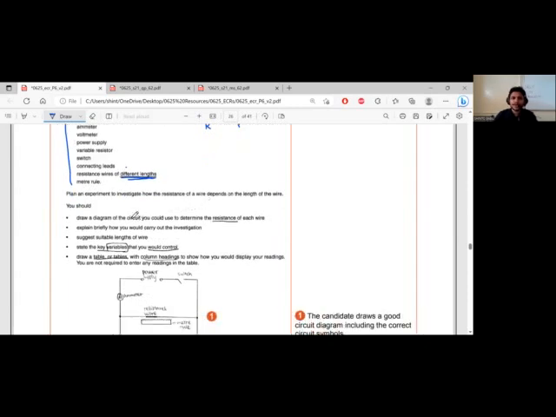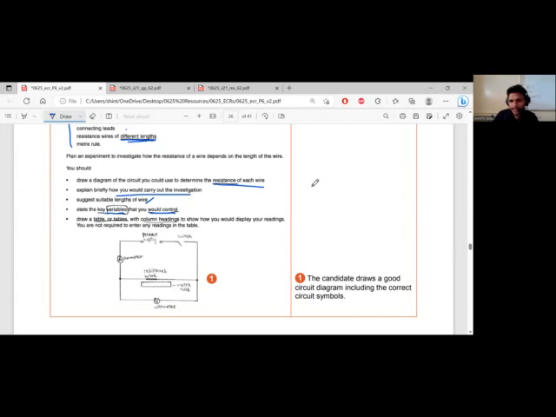Now they have given you a set of instruction. You should draw a diagram of the circuit, and you should determine the resistance of each wire. Then explain briefly how you would carry out the investigation, suitable wires, suitable lengths of wires, and this is important. State the key variables that you would control. In every experiment, there will be 3 set of variables. First is independent variable.